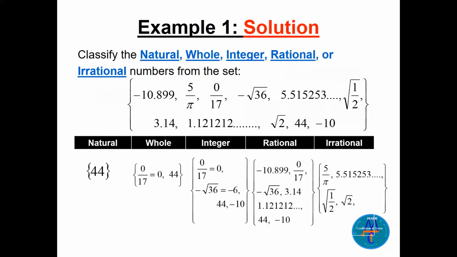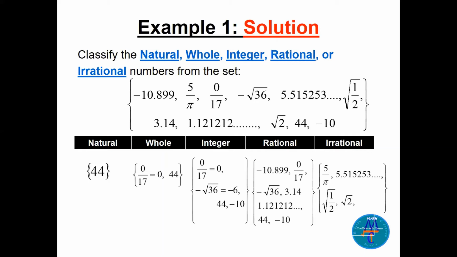All right. Now we have the same set. I made a nice little table here. I put the natural numbers from the set, which is only 44. The whole numbers are 0 over 17, which means 0, and then 44. So there are two numbers in the whole numbers. The integers are 0, minus square root of 36, which is minus 6, 44, and minus 10. So there are 4 numbers in the integers.